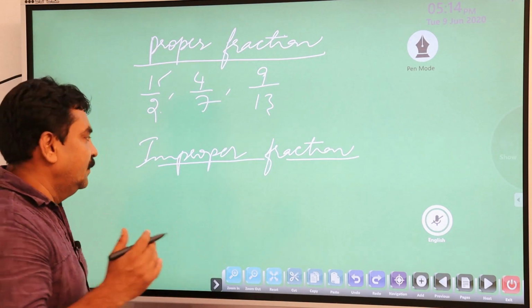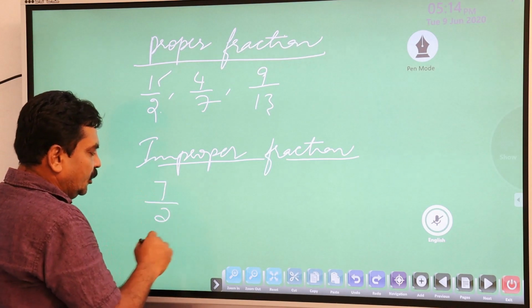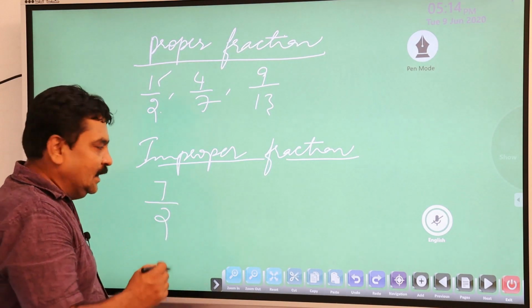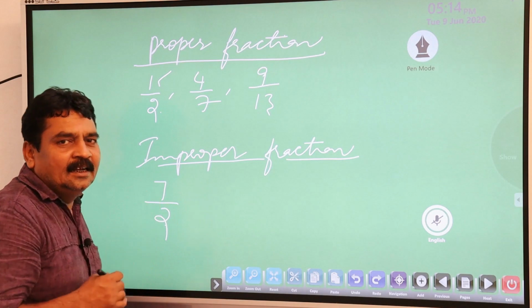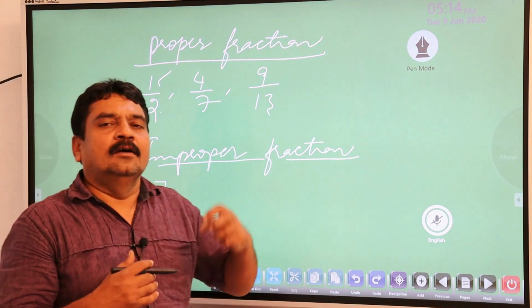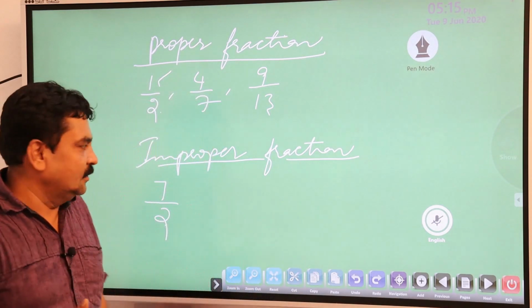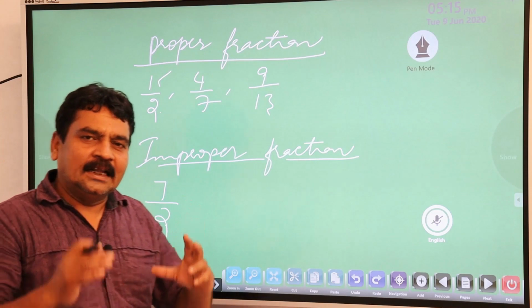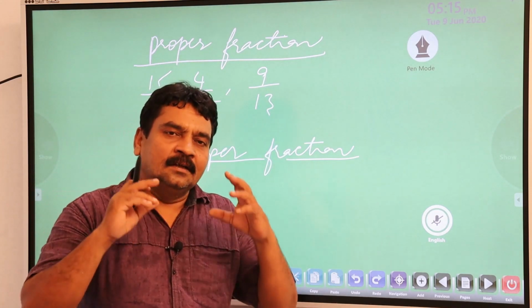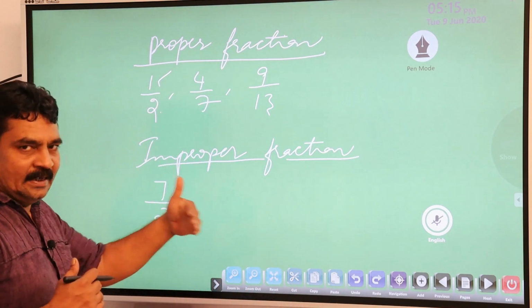Not possible, but whereas suppose I give you 7 by 2, you can easily divide 7 by 2. Of course, you won't get a whole number as an answer, but you will get a fraction answer. So you get a whole number as well as a fraction. Such a thing you call a mixed fraction. That is what I am going to explain next.